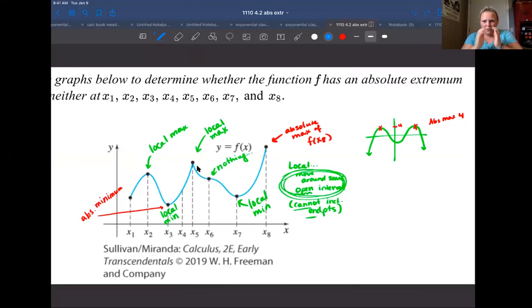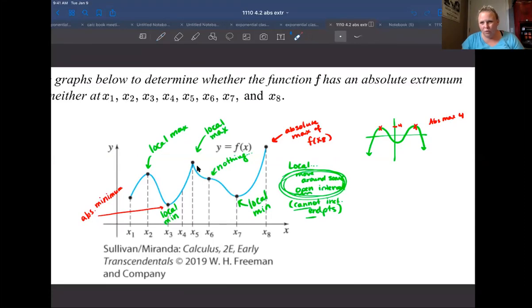The local is more fluid and you can move the interval around. So, let me pull this little pointer here. Here at this X2 peak, you could go to the left and to the right and fix some interval and be like, oh, hey, there's a maximum. And then you can move it down here around X3 and like, oh, there's a minimum.